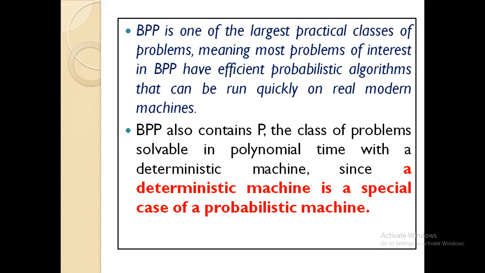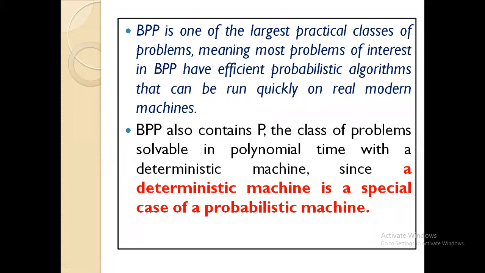Now, BPP is one of the largest practical classes of problems, meaning most problems of interest in BPP have efficient probabilistic algorithms that can be run quickly on real modern machines. It contains P, that is the class of problems solvable in polynomial time with a deterministic machine, since a deterministic machine is a special case of a probabilistic machine. So you have to remember that BPP is the largest practical class of problems. Why? Because it contains P.